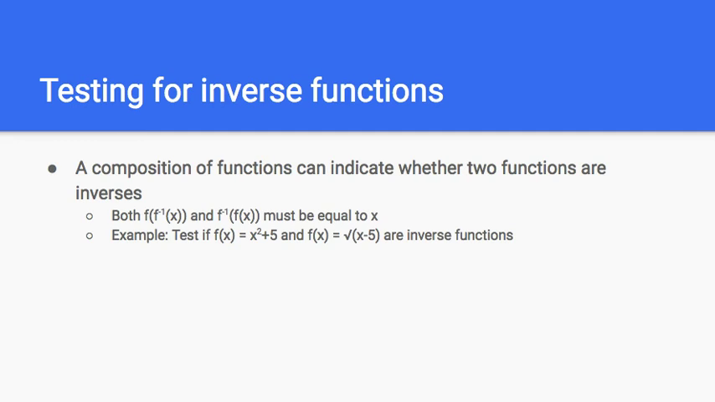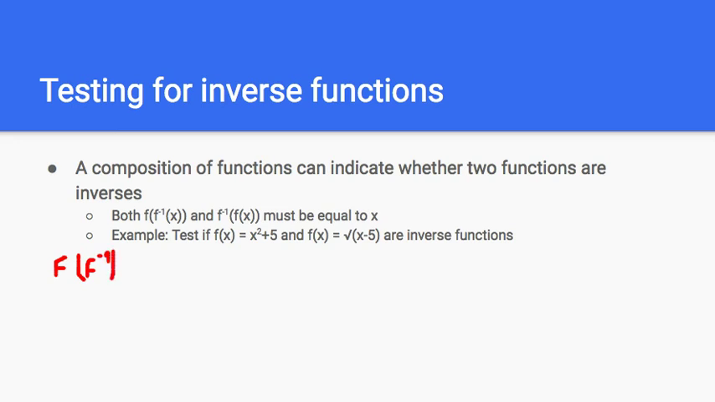So let's just do an example real quick to make sure that everybody understands this. Okay, so let's say we have the function f of x equals x squared plus 5, and f inverse of x equals the square root of x minus 5, and we want to check if they're inverses or not. So let's do this one first. First, let's do f of f inverse of x.